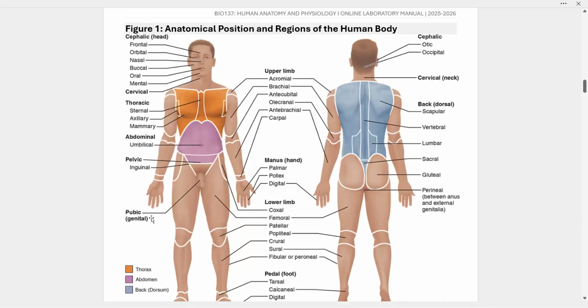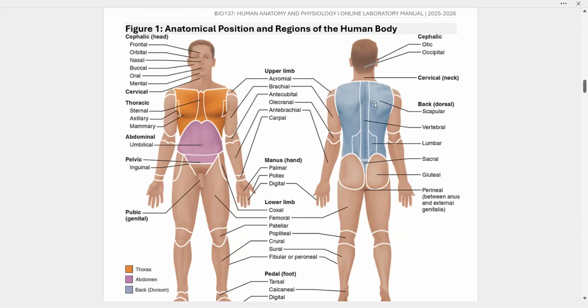We also have the pubic, or the genitalia. Okay, going to the back side of the body, on the cephalic or the head region, we have the otic, which is the ear, and the occipital region, which is the back of the head. Here we have the back of the cervical, or the neck. And then we have the dorsal area, or the back.